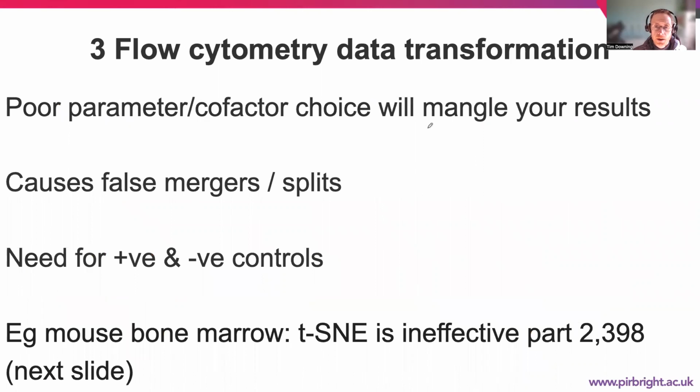So this can mangle our results, and therefore we have to be careful about false mergers or splits among our populations, and using negative or positive controls is instructive at that point.